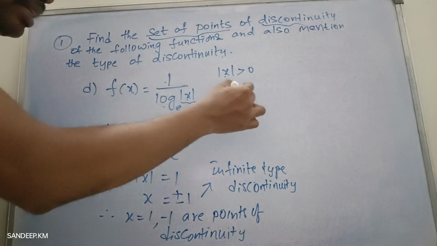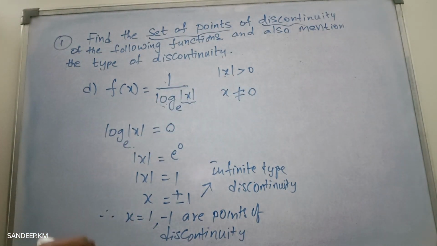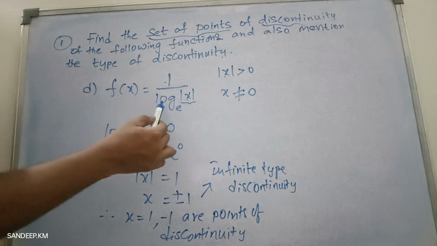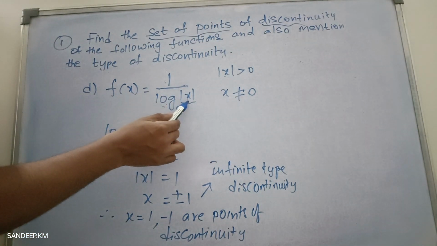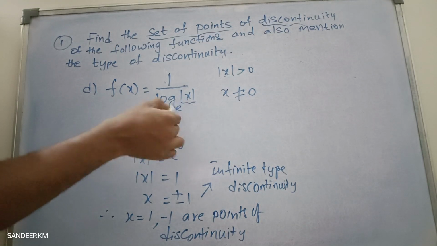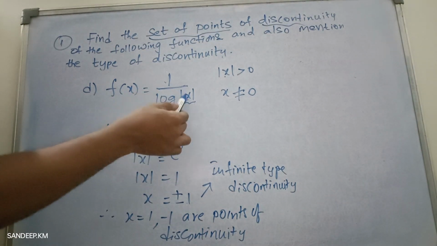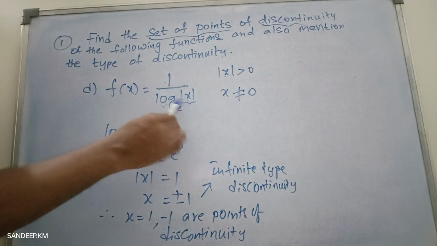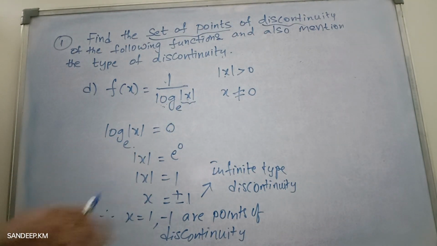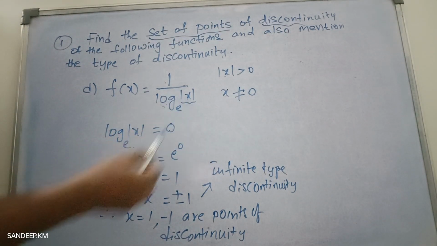But remember, x cannot be equal to 0, because log 0 is not defined. You can substitute any other positive or negative real number, not a problem. Because of the modulus, even the negative inputs will become positive inputs. But x should not be 0, because if x is 0, log 0 is not defined.